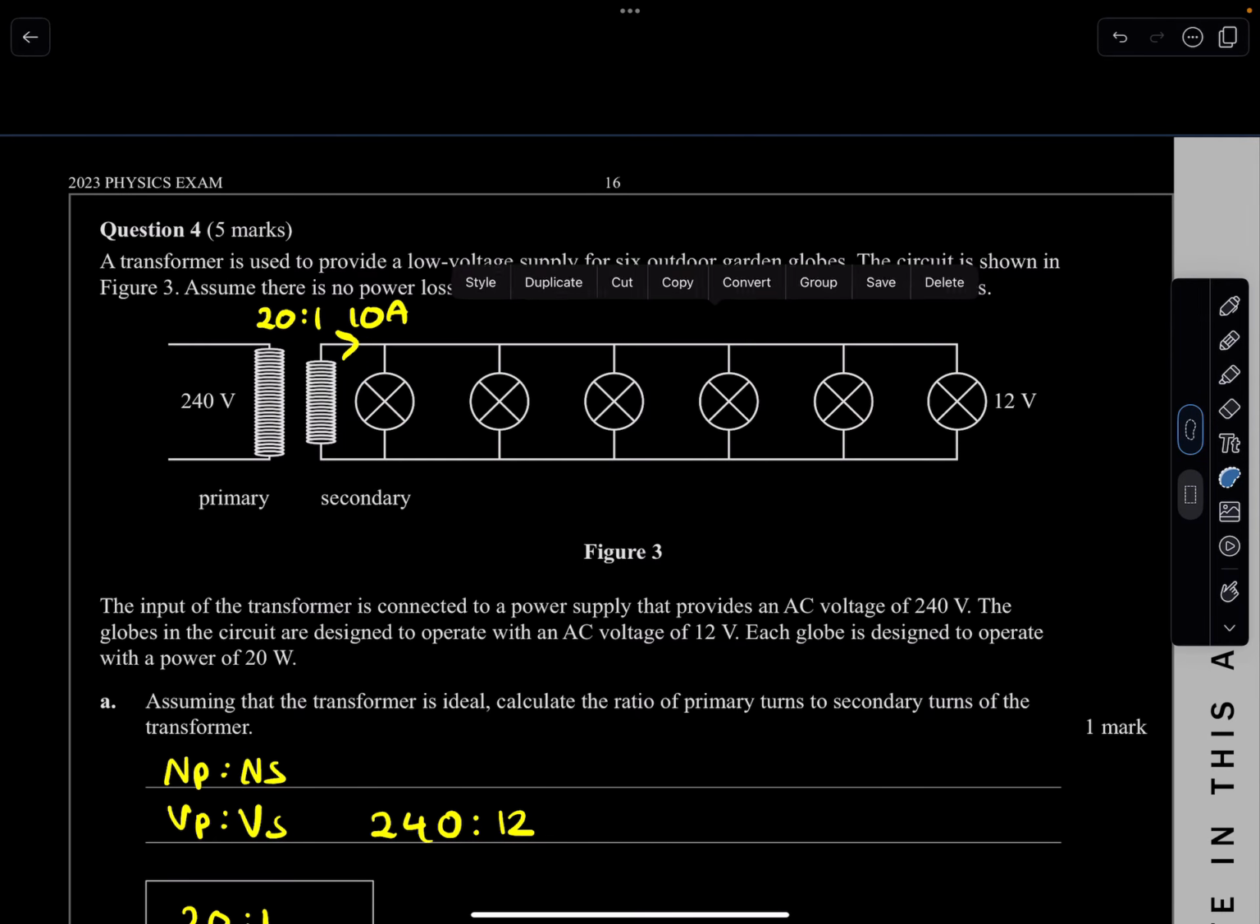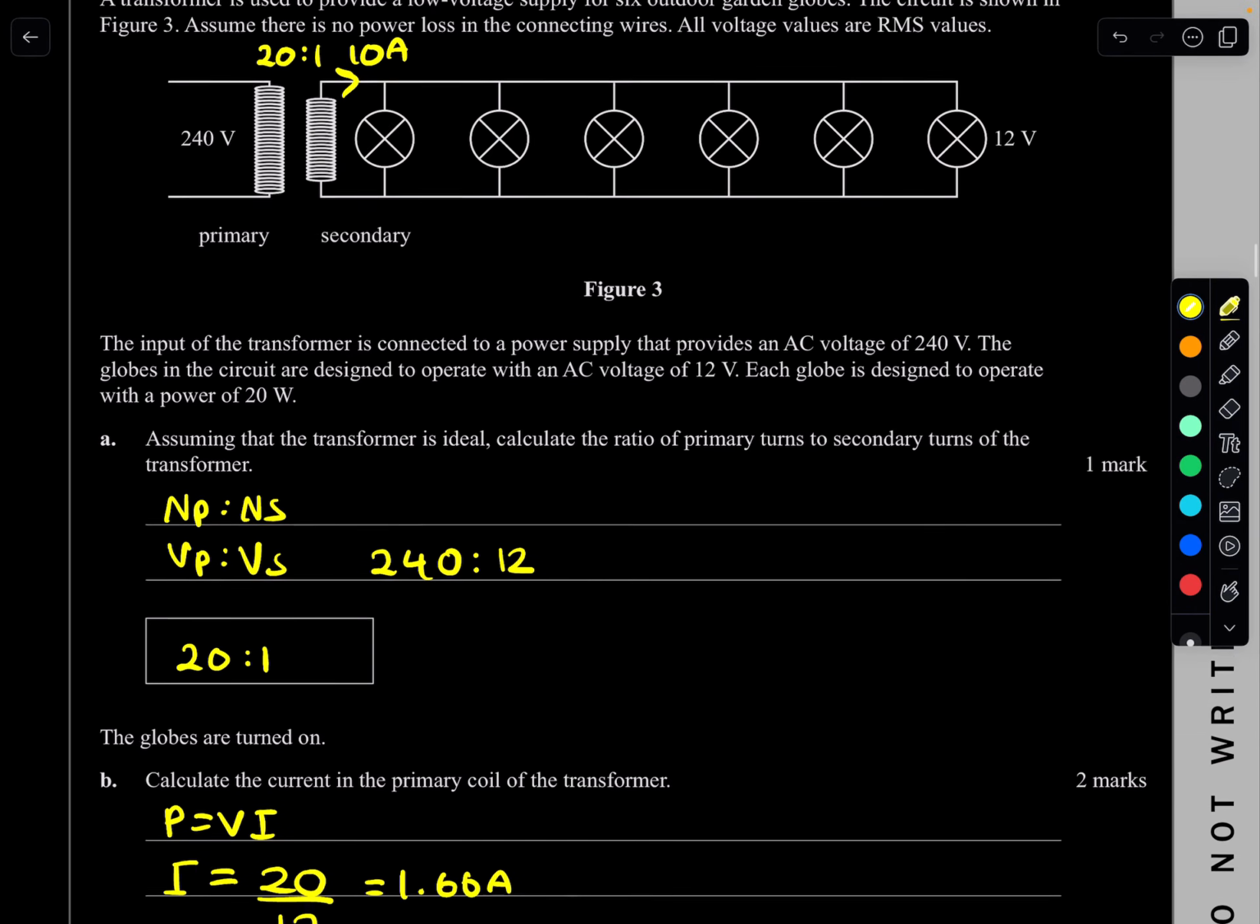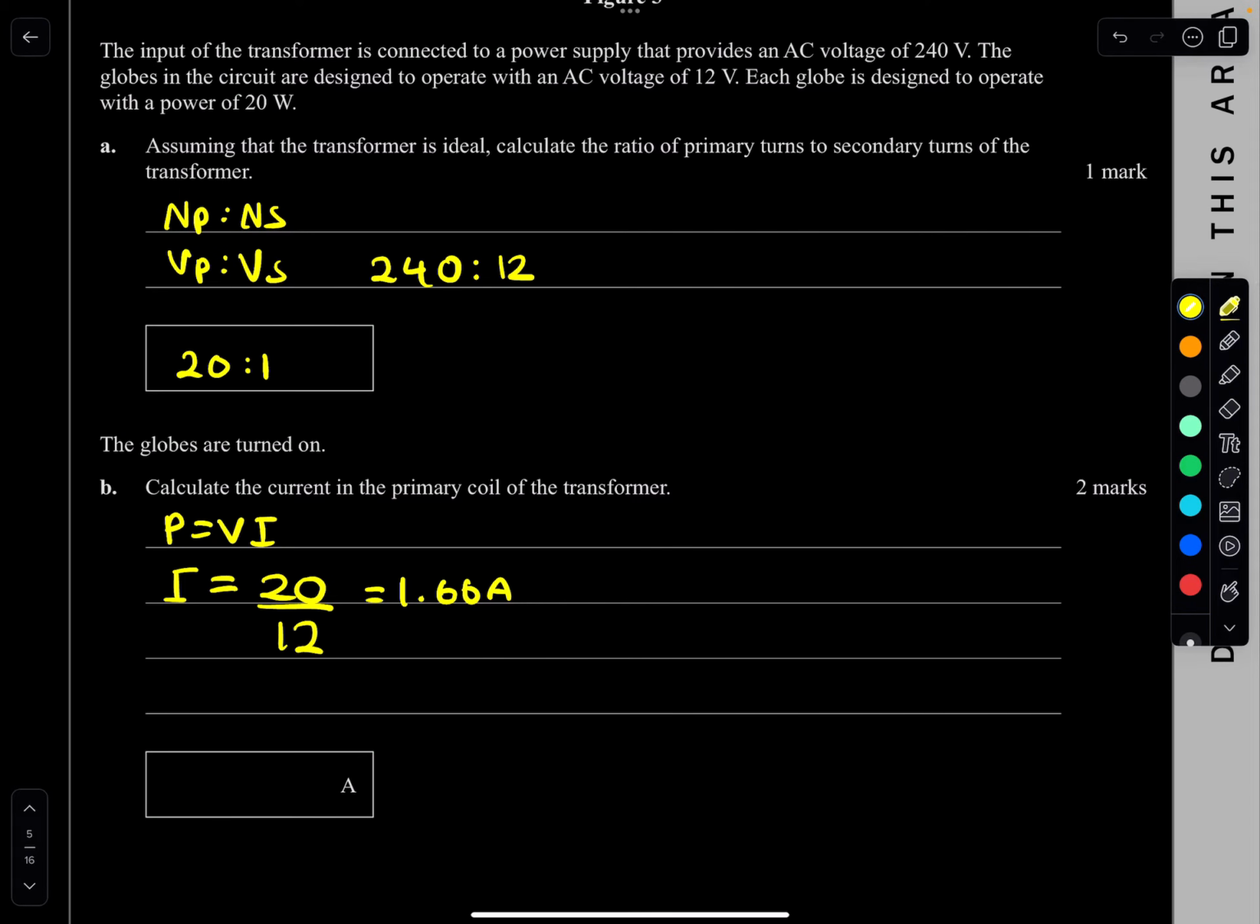I hope that makes sense. I know it's quite hard to understand a little bit of electronics. If you have done Unit 1 Electronics and Physics, you would know this. It's very easy. So we times that by 6, and so that's 10 amps.